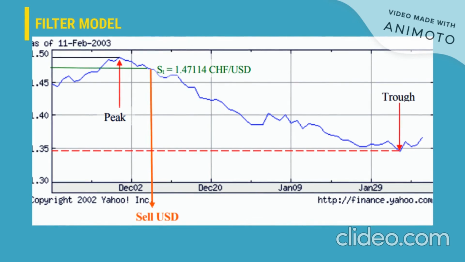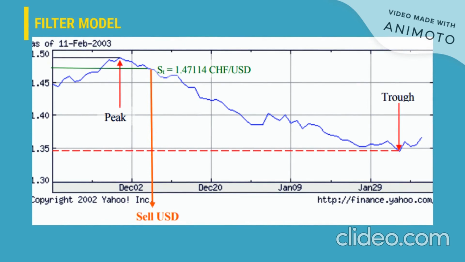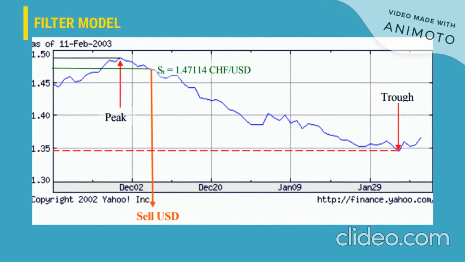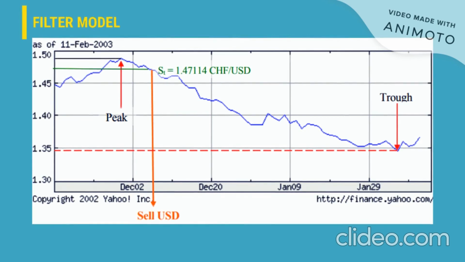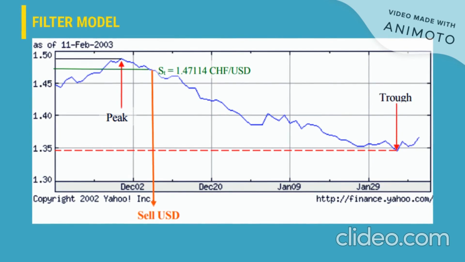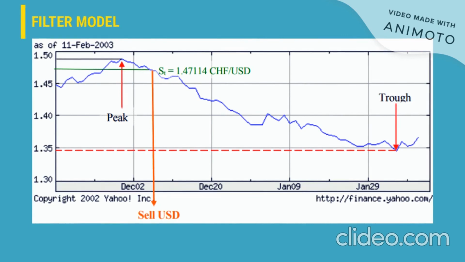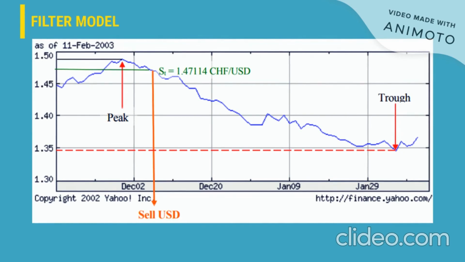The filter size is typically between 0.5 and 2%. This example shows the determination of trading signals with a filter model. The graph illustrates our example. Let the filter be 1%. First, we need to determine peak or trough. Then we generate trading signals. A sell signal is generated when an exchange rate falls 1% below the previous peak, and a buy signal is generated when the exchange rate rises 1% above its most recent trough.